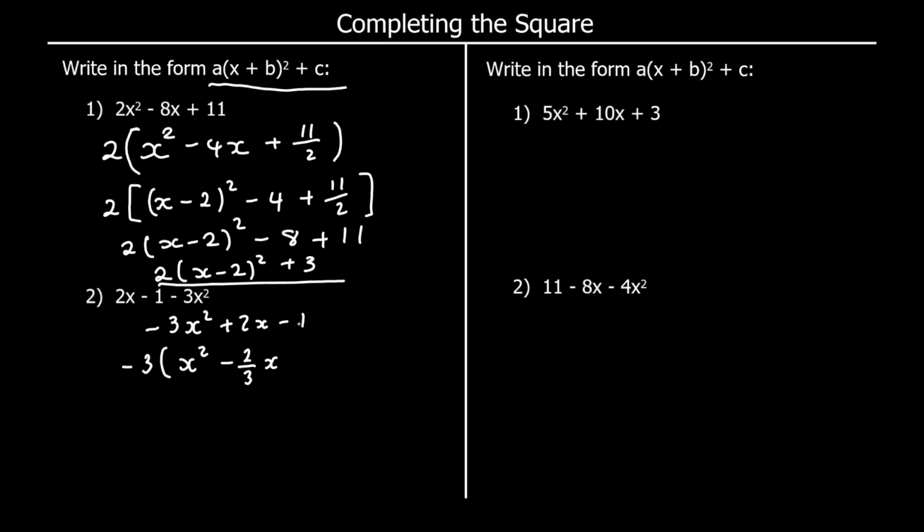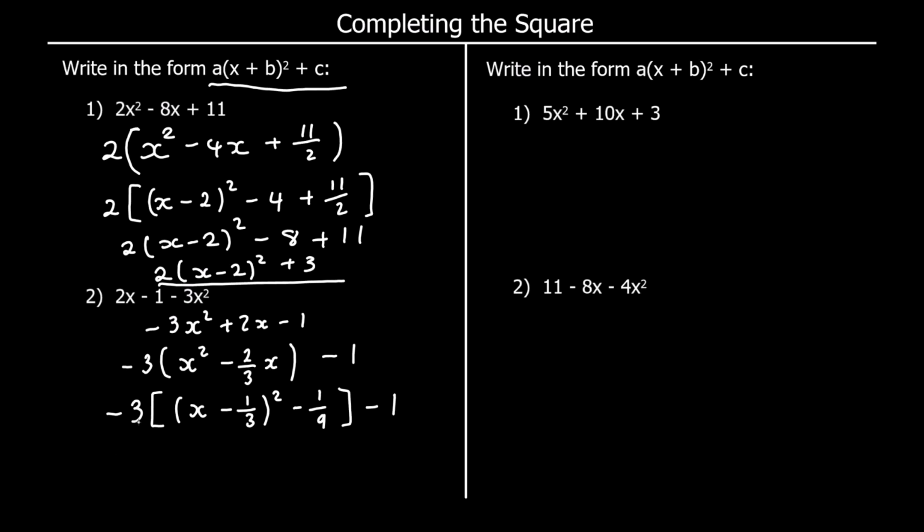And this time I'm going to leave the negative 1 on the outside. It doesn't matter which way round we do that. Then I'm going to complete the square on what's left on the inside. So I'm halving minus 2/3, which will be minus 1/3. So x minus 1/3 squared. Take away 1/3 squared, which would be 1/9. And I've got the minus 1 on the outside.